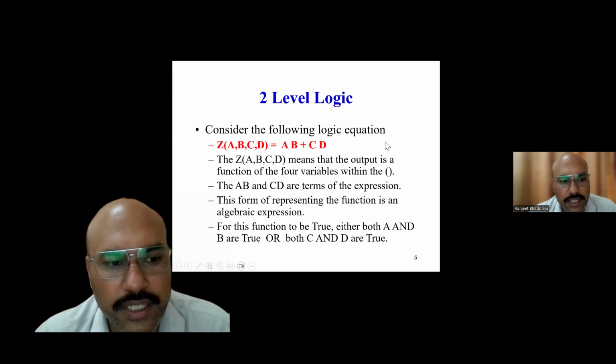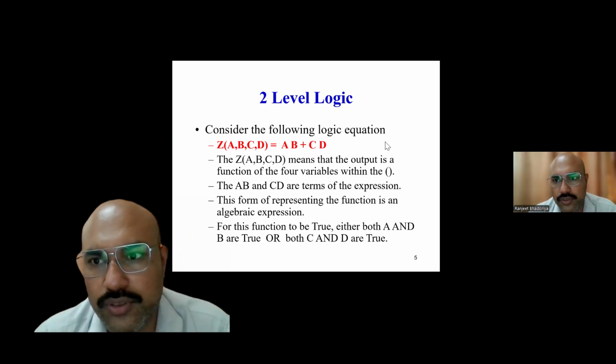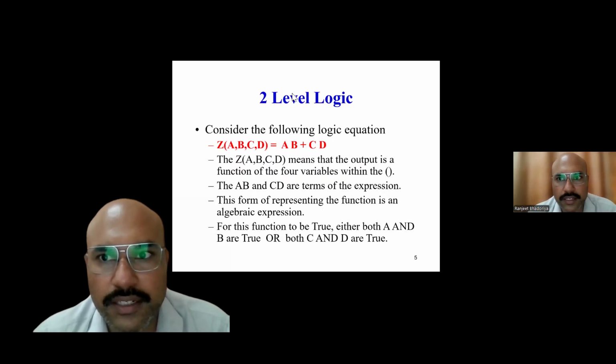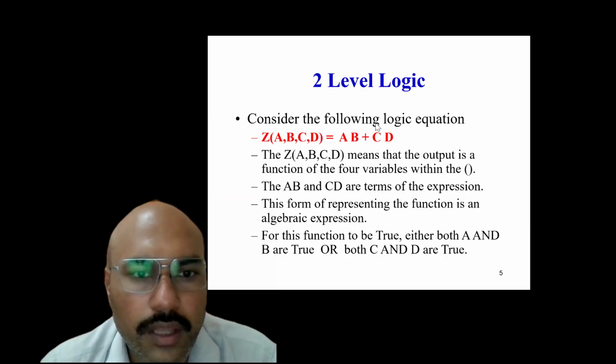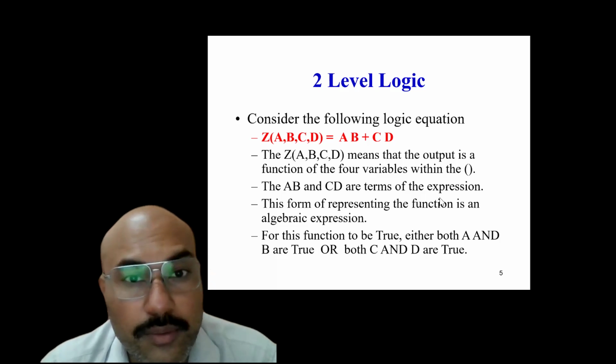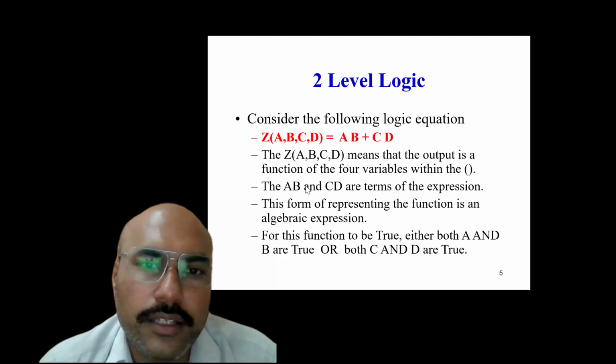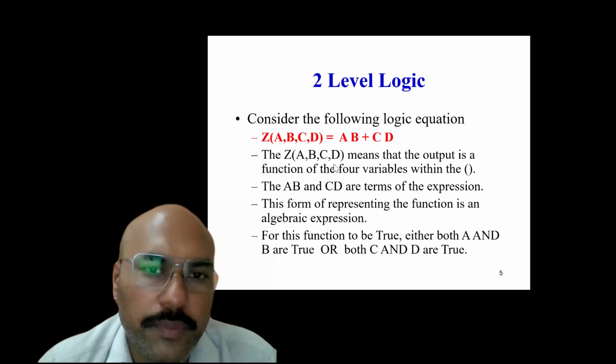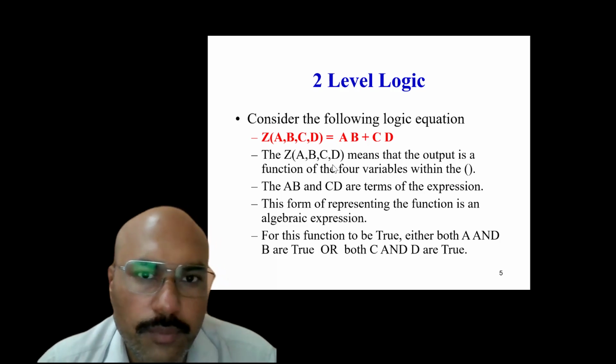Now, what does this AB plus CD actually define? AB and CD are the terms of the expression. They are represented in the form of multiplication, so each must be the output of an AND gate, and the addition of both of them is being represented. So this is the sum of products form.